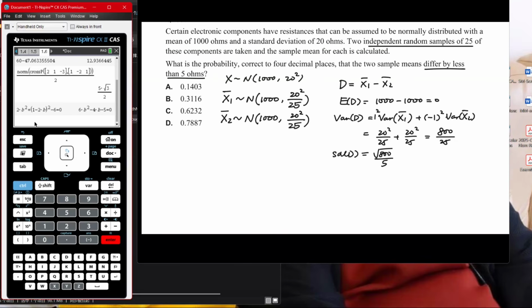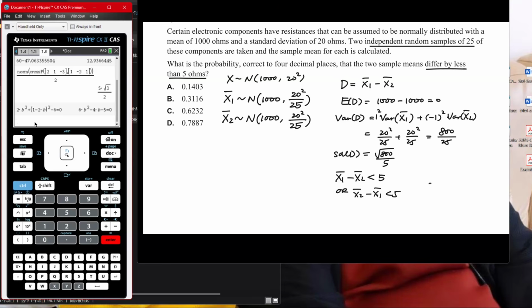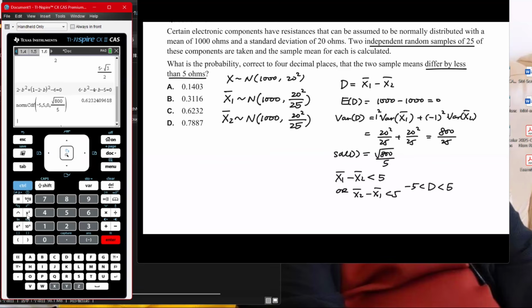Differing by less than 5 ohms could be either X1 bar minus X2 bar less than 5, or X2 bar minus X1 bar less than 5. So eventually I just need D greater than -5 and less than 5, okay? And that's what I'm going to calculate using norm CDF. So I go for norm CDF, from -5 to 5, mean 0, standard deviation square root of 800 divided by 5. So the answer is 0.6232, option C.